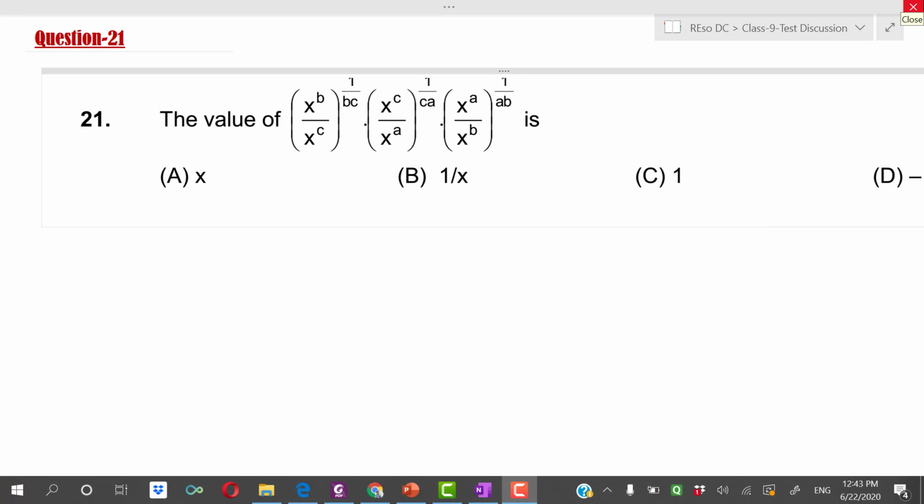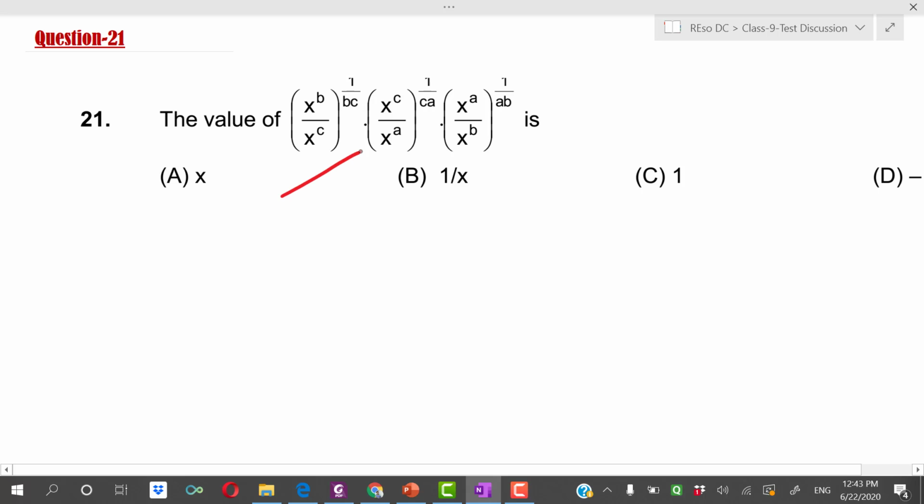Question number 21. (x^b / x^c)^(1/bc) multiplied by (x^c / x^a)^(1/ca) multiplied by (x^a / x^b)^(1/ab) is equal to how much?